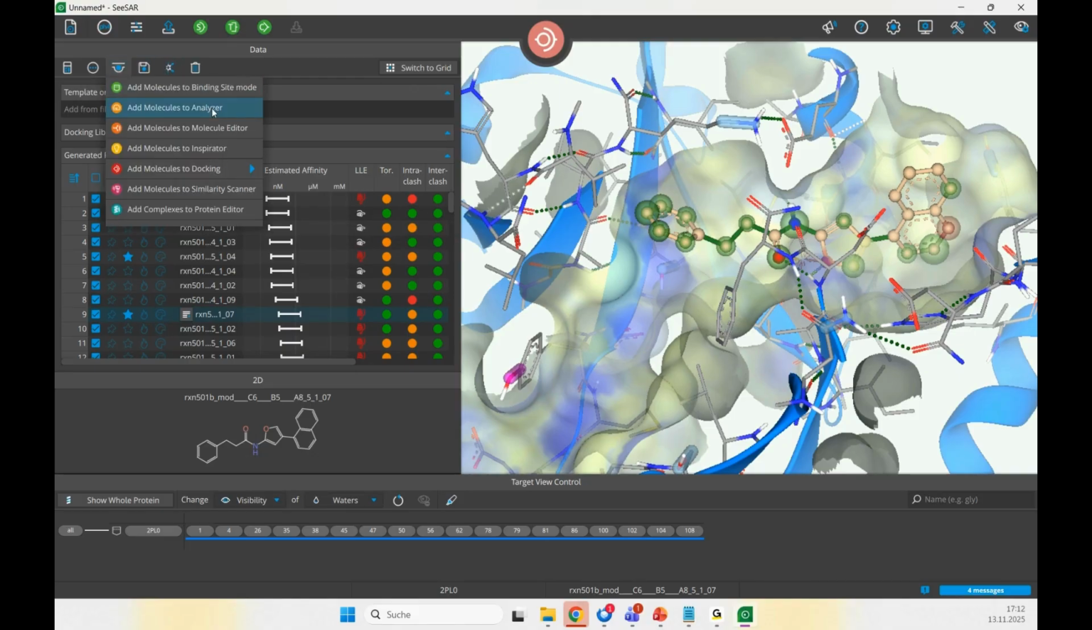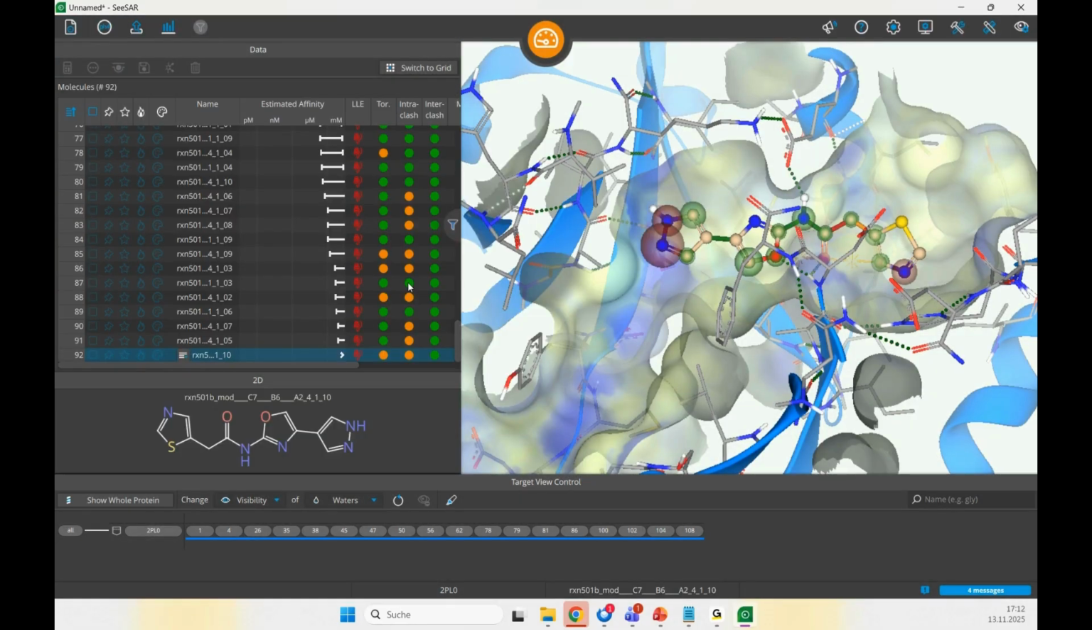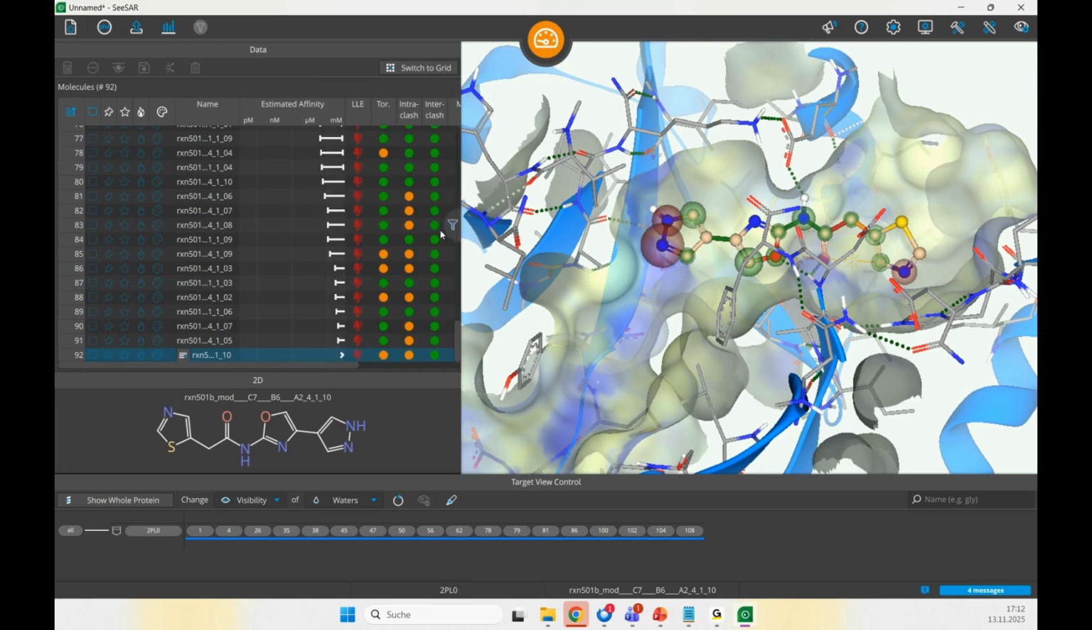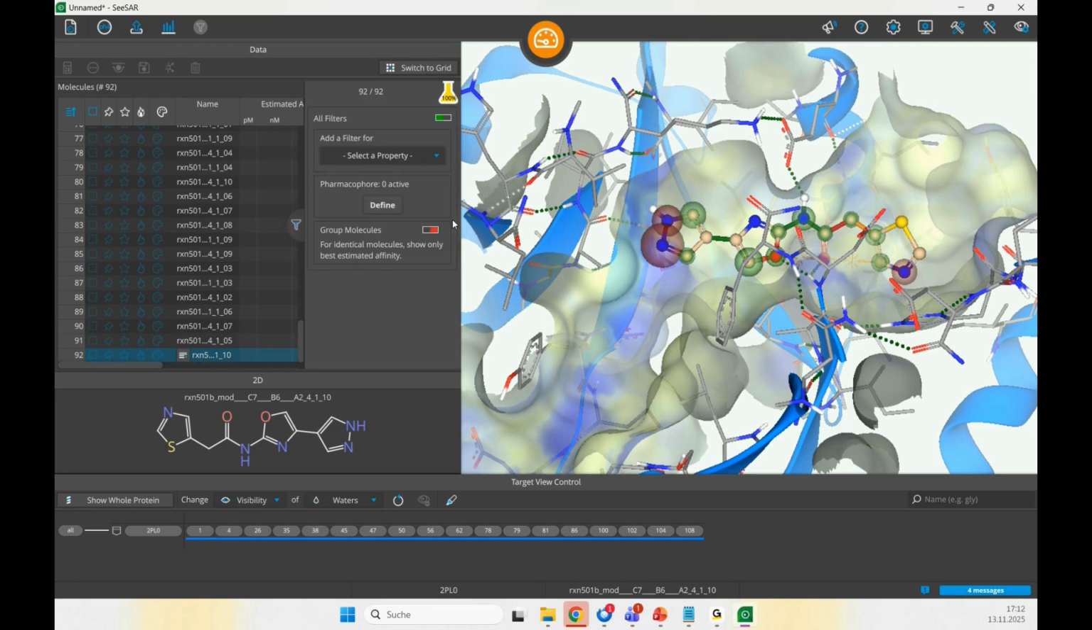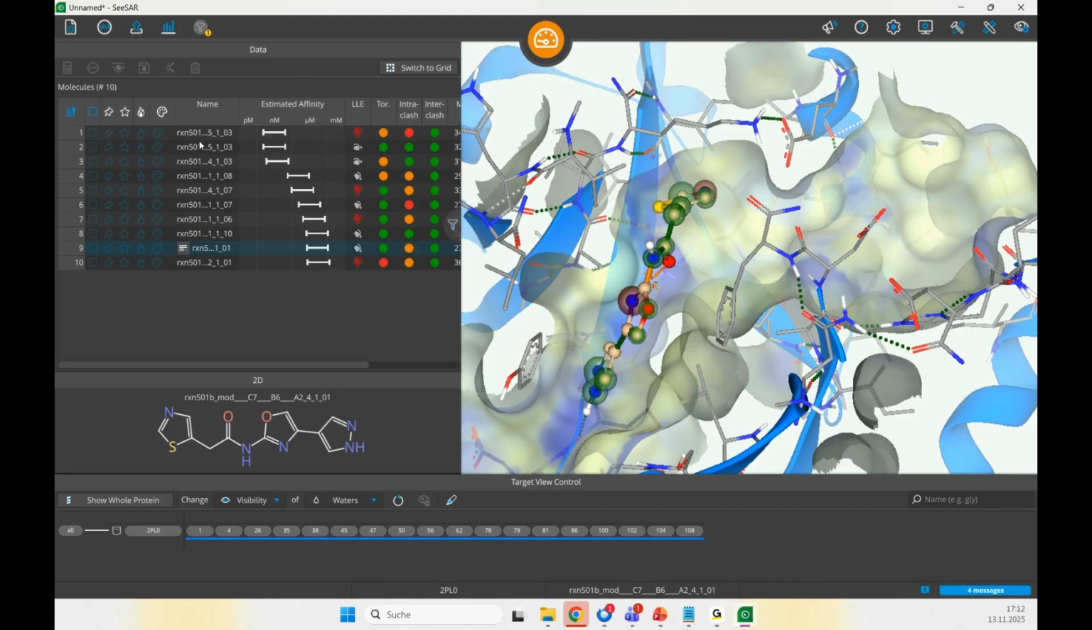In the analyzer mode, we have options to filter compounds in our results. The most important feature here for you, you have to click on this funnel here, is this one, group molecules. If I click on group molecules, I will create groups of my compounds, and only the highest ranking, so the best predicted affinity, will be displayed.